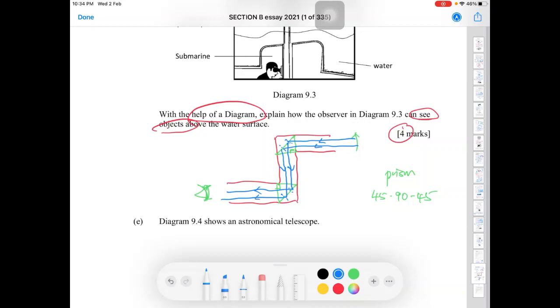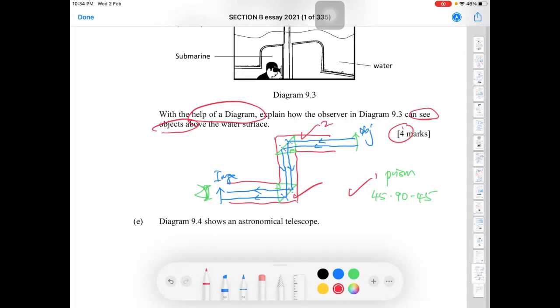So lukis dengan pembaris. Jangan lukis macam cikgu lah. Lukis dengan pembaris supaya nampak lebih clear. Dan di mana you punya image, so you punya image will be here. So this is your image, this is your object. Okay, so bila you draw macam ni, you dapat dah marker. Oh, you punya prism, 1 marker. And then you ada ray, 2 marker.